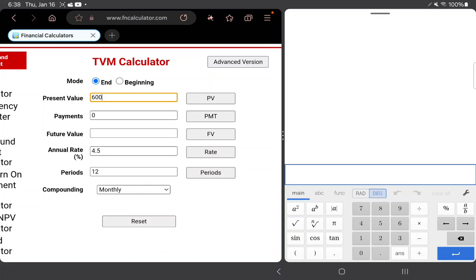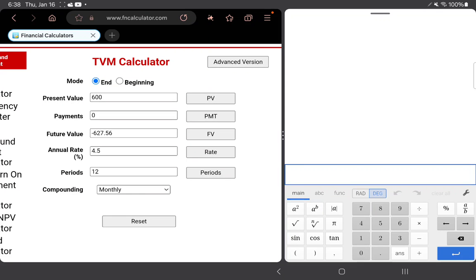At this point, I'm going to click future value to get the answer. So $600 invested at 4.5%, compounded monthly for 12 months or 1 year, would be worth $627.56. Okay, so right off the bat, you'll notice that there's a negative sign there.